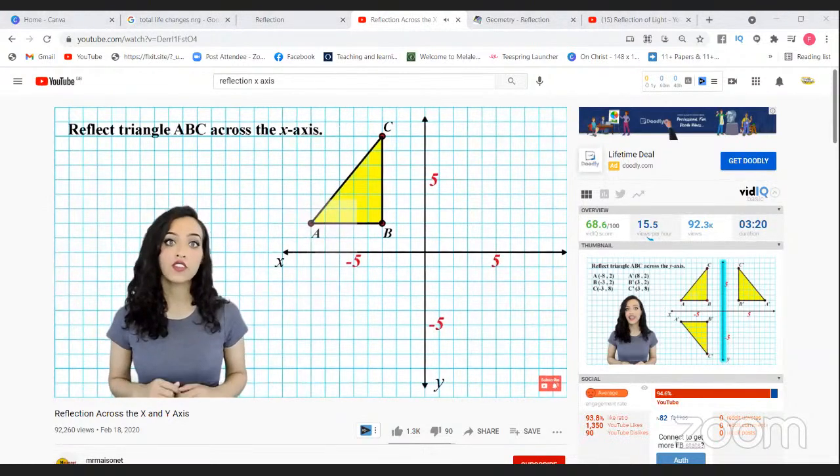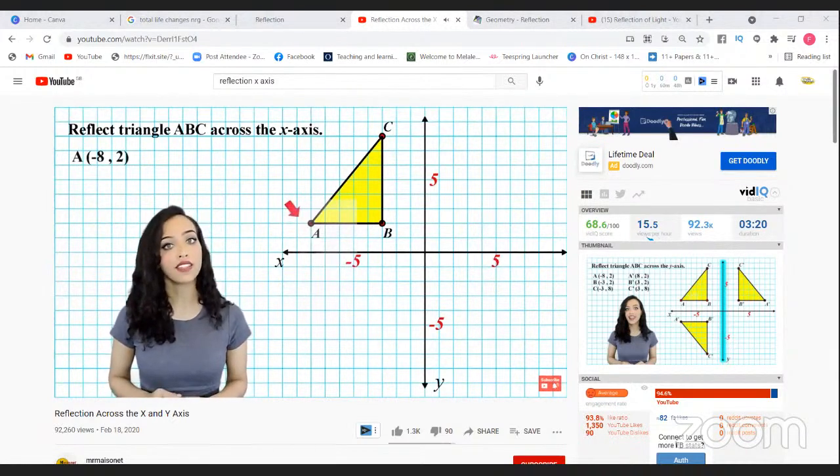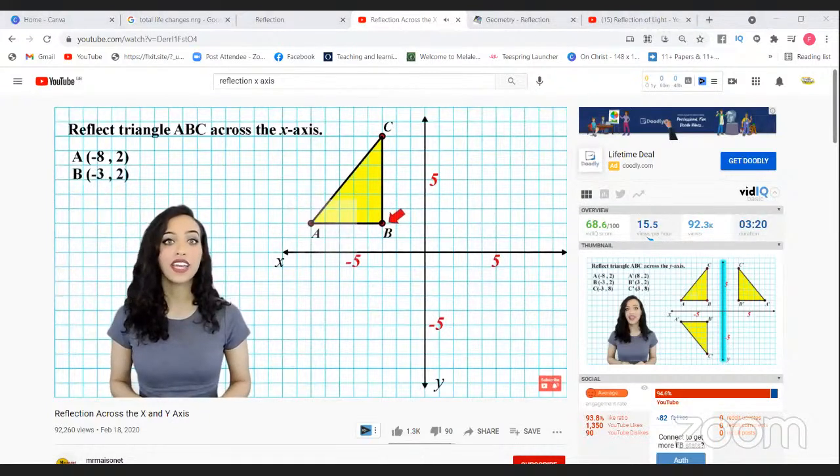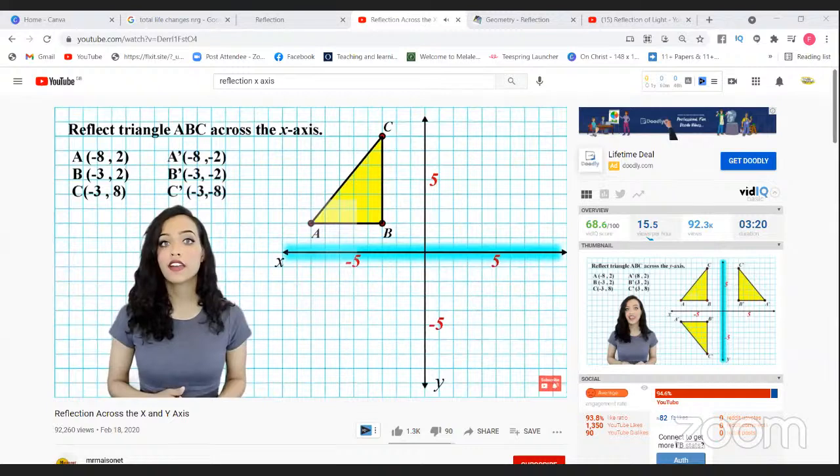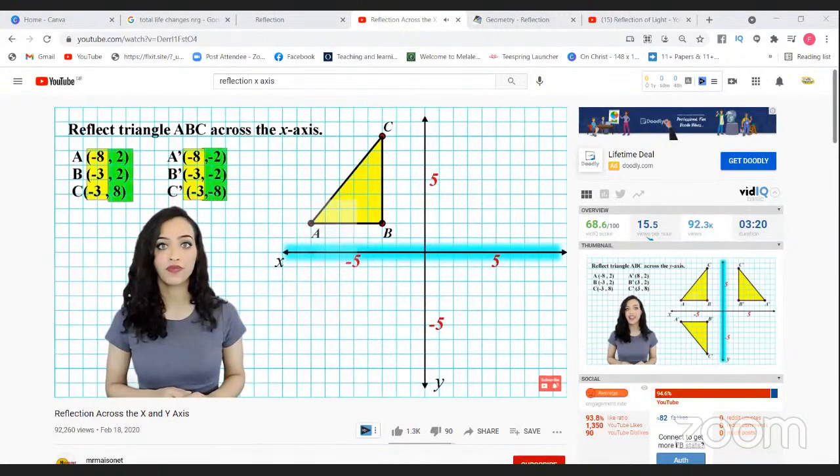First, we're going to reflect the triangle ABC across the x-axis. I'd like to start by recording where our original points are located. Point A is located at -8, +2. Point B is located at -3, +2. And point C is located at -3, +8. Because we are reflecting our triangle across the x-axis, we know that our x values are going to stay the same, and our y values will become opposite. So we're going to write every x value the same and every y value opposite of its original.